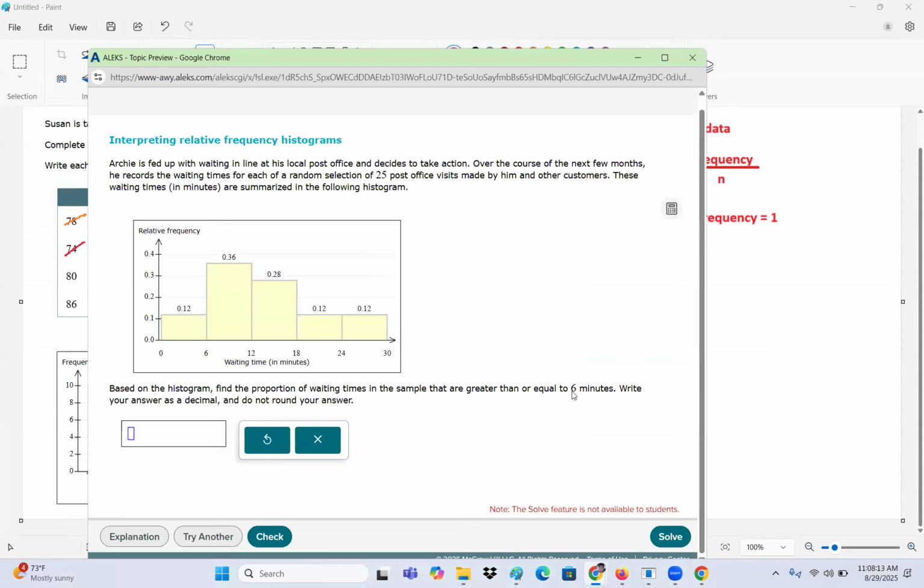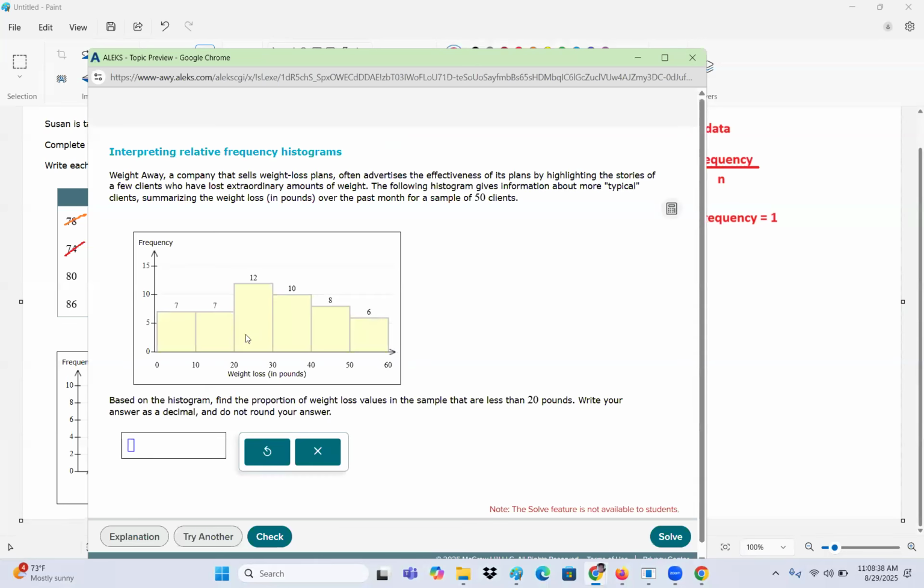Greater than or equal to 6 minutes, so greater than or equal to 6. This is already the relative frequency. We can simply add them up, or we can also take 1 minus 0.12. We can do this because the total relative frequency has to be 100%. So we take 1 minus 0.12 and get 0.88. Okay, something like that. For the next one, it should be less than 20 pounds, less than 20. So we just count 7 plus 7 is 14 out of the total 50. So we should get this.